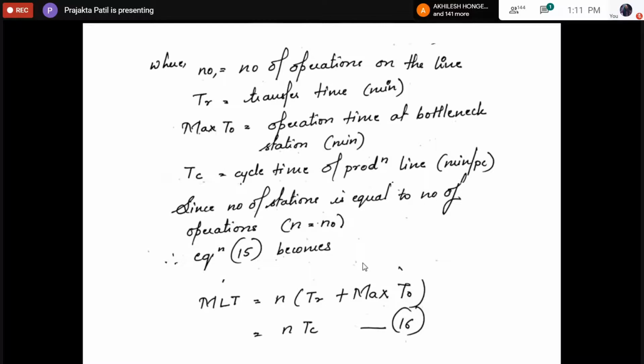Ma'am, what is bottleneck station? I just explained in the simplest form that I could. If you consider mass production, there is a flow line that is going to be planned. So you have one product.